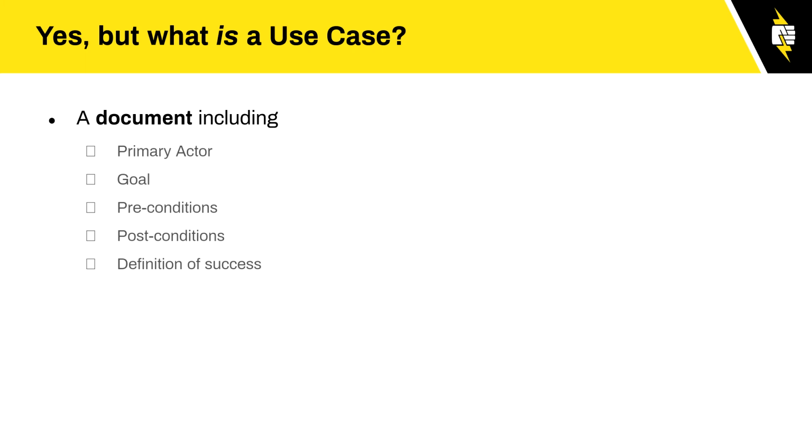An actual use case can also, well, I shouldn't say actual use case. There's another level too, which is a document, which includes the primary actor, the goal, the preconditions, the postconditions, and the definition of success. Now, when you're talking about project documentation, this is, to me, like gold. This is something that you can hand off to people and have them sign off on.